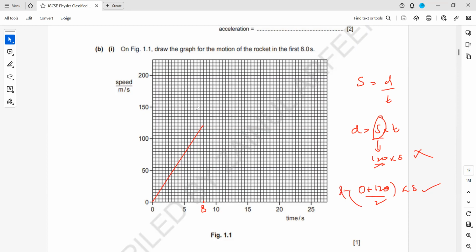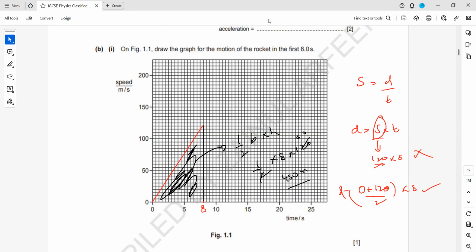Or the second thing you can do: whenever there's a speed-time graph and you need a distance, the best thing is to find the area under the graph. So it is making a triangle. What is the area of the triangle? It will be half base times height. The base is 8 and the height is 120. So this will be 60 multiplied by 8, which is 480, and the unit will be meters.